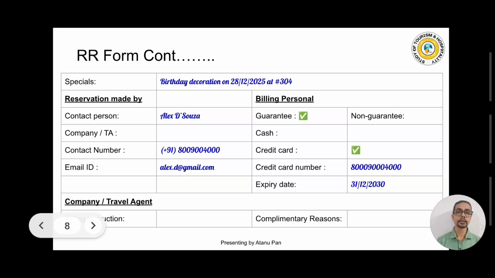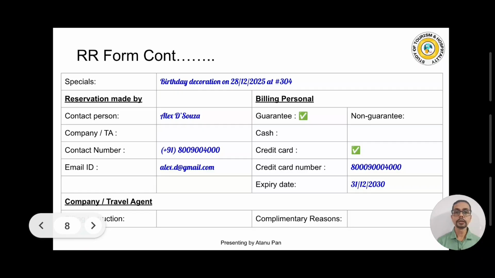So I mentioned the credit card here and put a tick there, as Alex D'Souza has guaranteed the reservation by giving credit card details. The credit card number will be noted down, and the expiry date of the credit card should be noted down. Only these two things, please don't ask for the CVV or anything else from the guest. Only these two things will be taken. All right, and that's all for the reservation form.